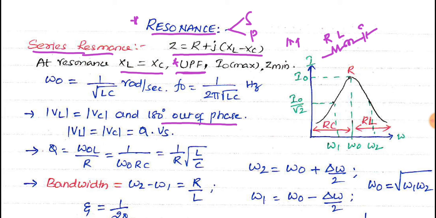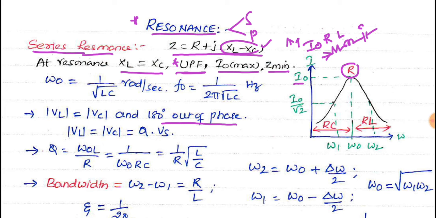Especially in case of series resonance, the current I naught flowing in this circuit will have a maximum value. Why? Because of minimum impedance. As I told you earlier, impedance is equal to R plus j(XL minus XC). When XL is equal to XC, this entire term is going to be 0, so simply Z is equal to R only. When Z is equal to R, observe, it is going to have a maximum amount of current.